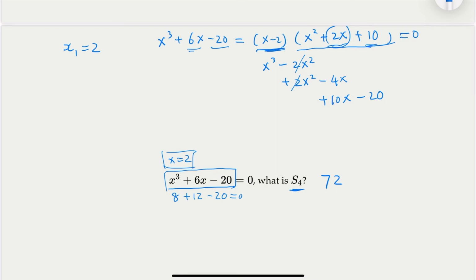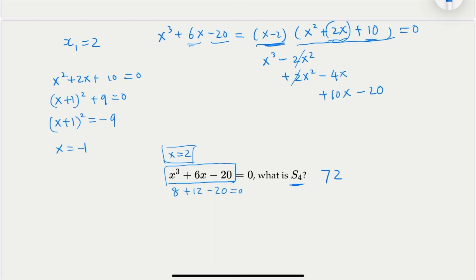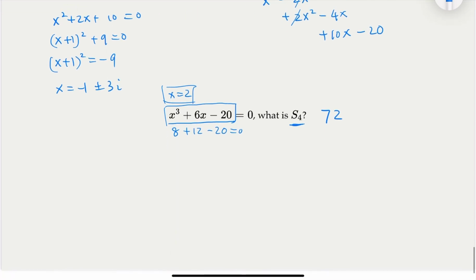So how to solve x squared plus 2x plus 10 equals 0? Complete the square: x plus 1 squared plus 9 equals 0, or x plus 1 squared equals -9. So it's a complex number: x equals -1 plus or minus 3i. Okay, so we have 3 roots. What are they? We have 2, -1 plus 3i, and -1 minus 3i.